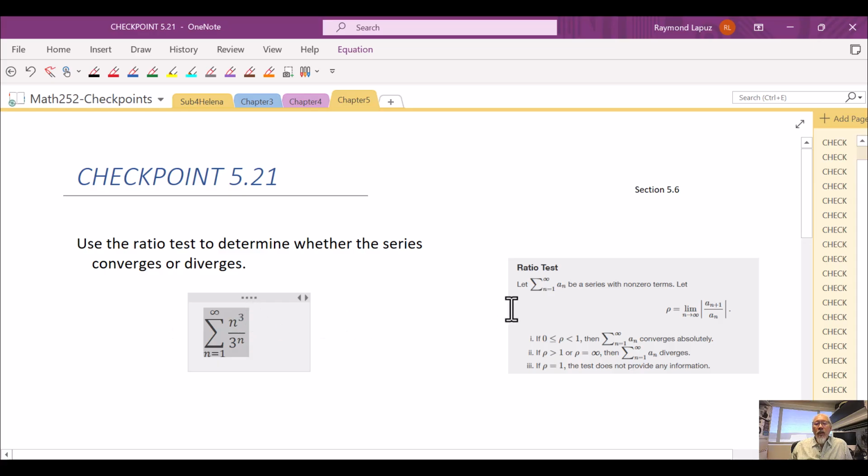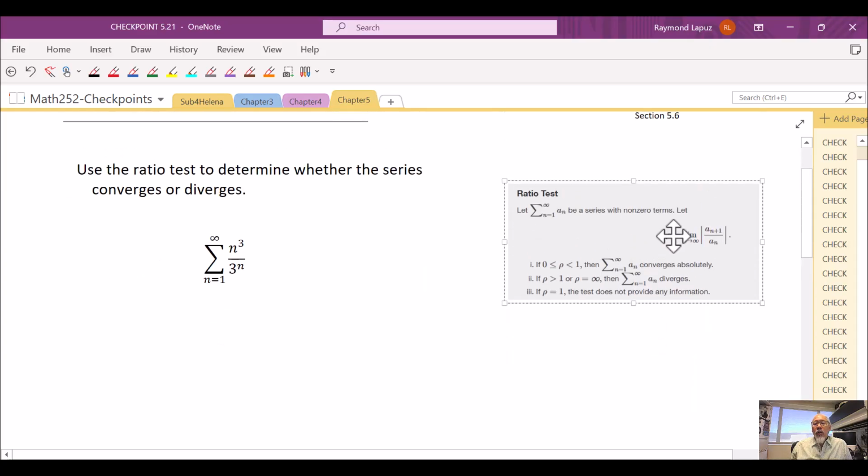Now the ratio test tells us to take the limit as n goes off to infinity of the ratio a sub n plus 1 divided by a sub n, and we want to take the absolute value of that. Now whatever we get for that limit, we can match up with any one of these three conditions. If that limit goes between 0 and 1, then it converges absolutely. If it's bigger than 1, then it's going to diverge, and if it's equal to 1, then the test does not provide any information, and you will have to use another test like a comparison test or something else.